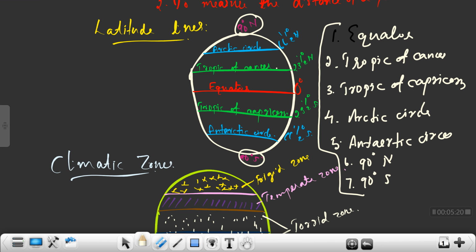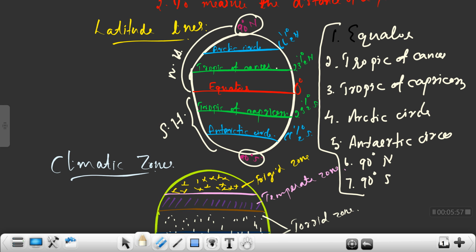These are the important latitude lines. Related to the equator, the earth is divided into two equal parts. The equator runs between the poles, dividing the north and south. The portion above the equator is known as the northern hemisphere, and the portion below the equator is known as the southern hemisphere.